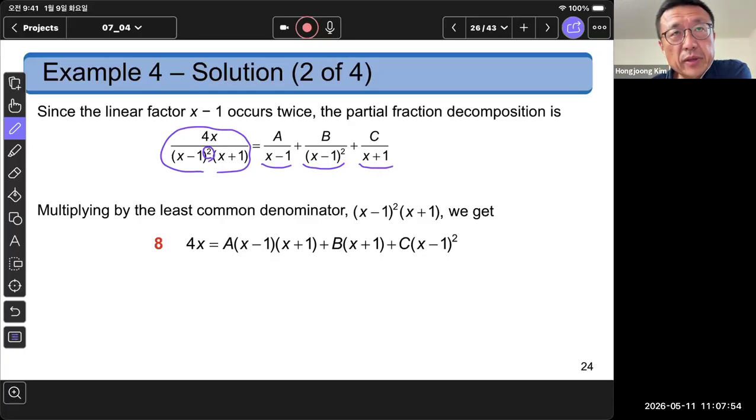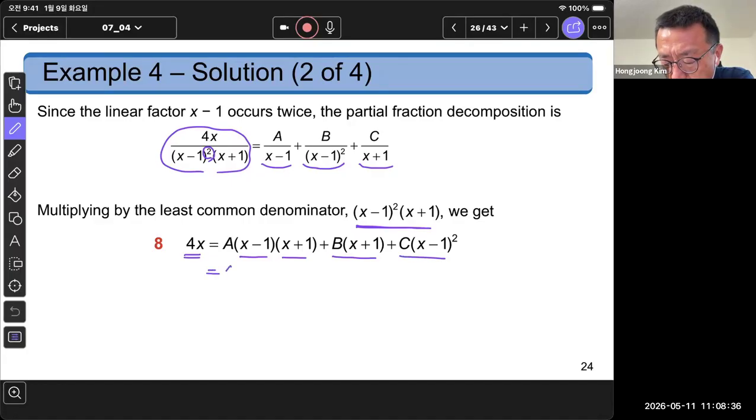Now, what is the next step? You multiply the denominator on both sides. So when this is multiplied on the left hand side, you get the numerator only. On the right hand side, when the first term is multiplied by the denominator, you cancel one x minus 1, but you still have x minus 1 more, and then x plus 1. And when the denominator is multiplied to the second term, you get b times x plus 1. And when the denominator is multiplied to the third term, you get c times x minus 1 squared.